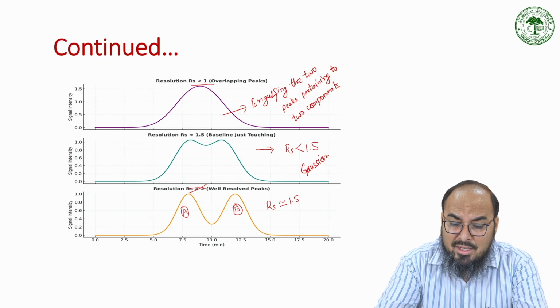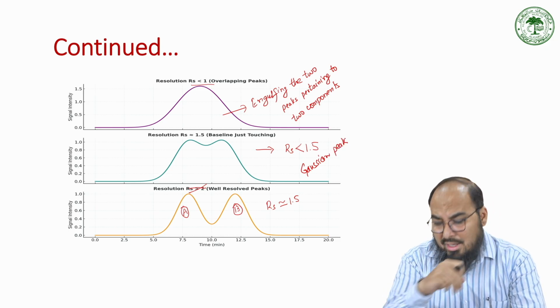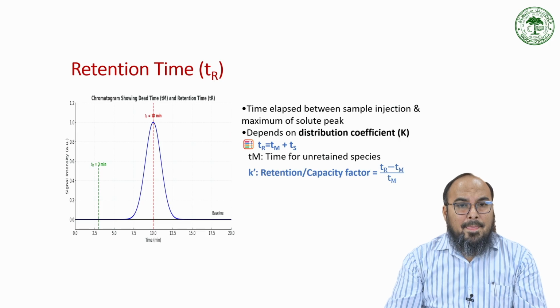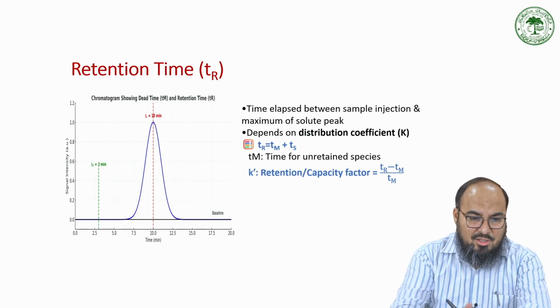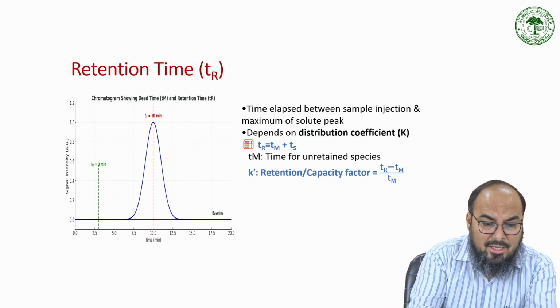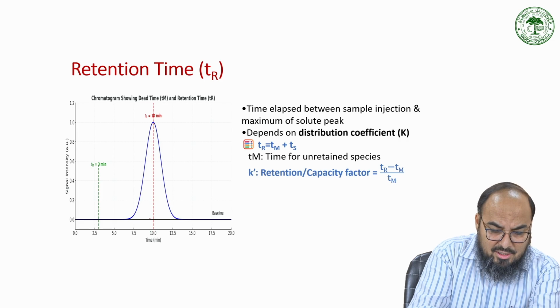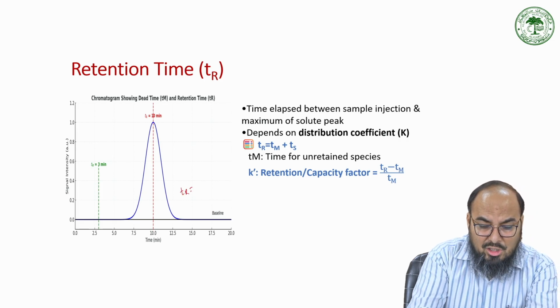Ideally, the peak should be a Gaussian peak. It should resemble the Gaussian peak. Okay, so let us move forward. This is an ideal peak. You can see that this is an ideal peak where if you drop a perpendicular, it is telling you that TR is equal to 10 minutes.